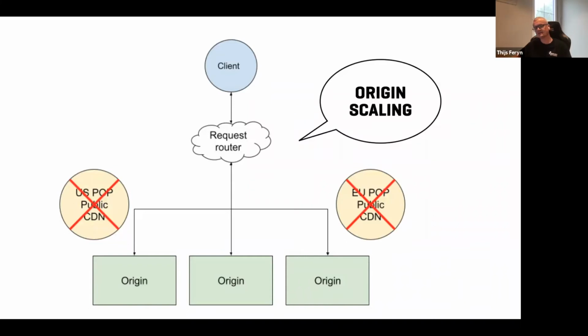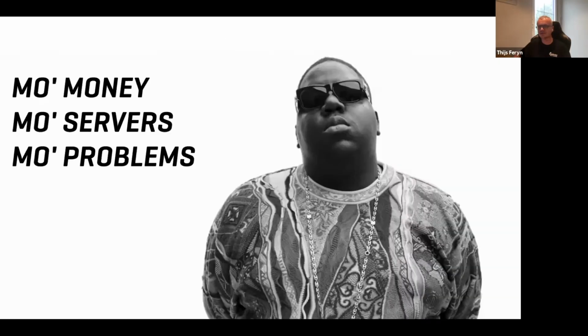And this is in the realm of auto-scaling, what a lot of people do in the cloud without thinking about content delivery. And as the famous poet and rapper Notorious B.I.G. once said, more money, more servers, more problems. In general, just more complexity.